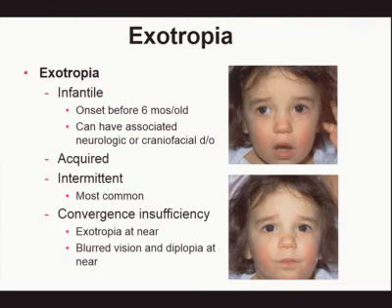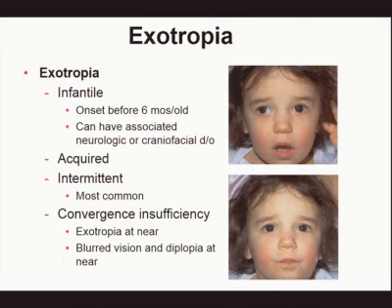Exotropia, that's turning out of the eyes. There's a lot of different types of exotropia. Infantile is onset before 6 months old. These can be associated with neurologic or craniofacial disorders. So if you have a young child who has a constant exotropia, refer them quickly so that we can get them evaluated. There are acquired forms.